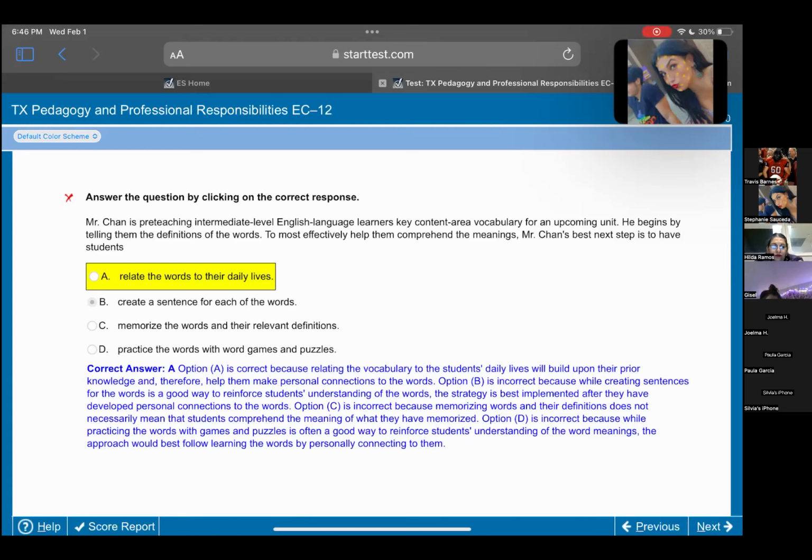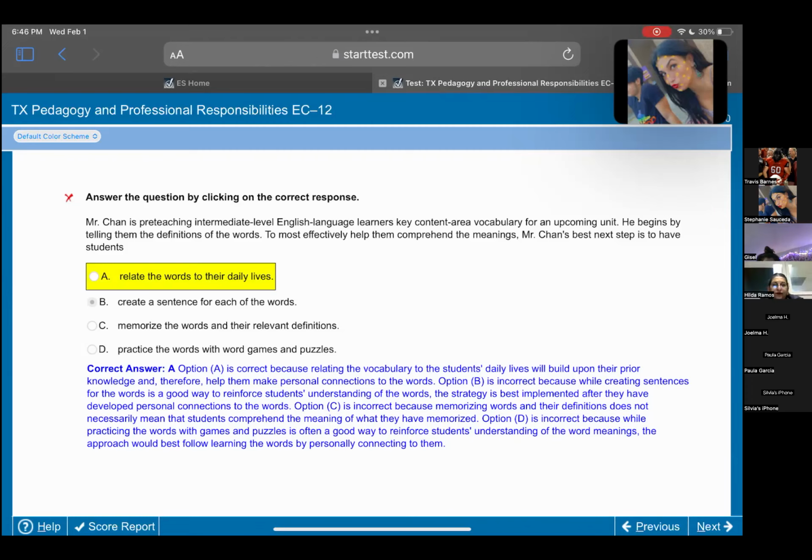So B is incorrect, because while creating sentences for words is a good way to reinforce students' understanding of the words, the strategy is best implemented after they've developed personal connections to the word. So they can write sentences using the word once it's theirs, once they've made the personal connection and it's theirs. That's the way that it works.